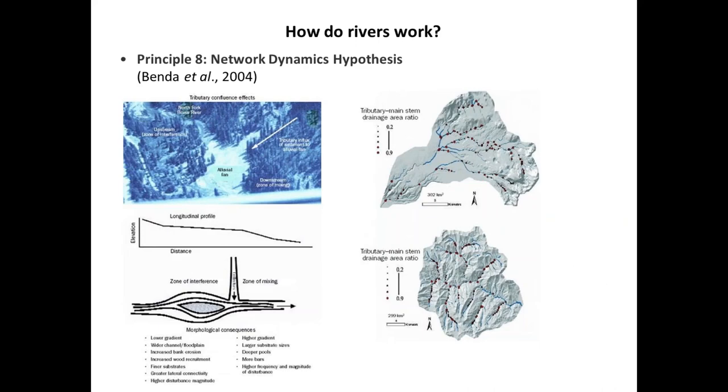Principle 8, and only 3 ahead, is the network dynamics hypothesis. This was developed by a team of people working with Leroy Poff in the US, especially by its author Benda in 2004. They explained and showed how in a basin there are a number of different processes which dominate the overall functioning of the basin, and which are based on how the drainage network is. I mean, how is the main stem?